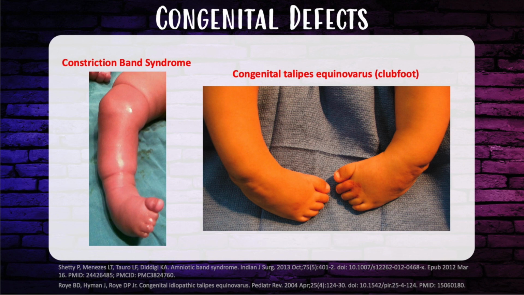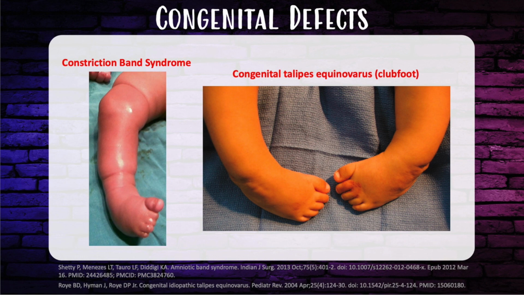Bands can cause constriction of extremities, preventing distal blood flow, pretty much causing a critical limb ischemia. So as you would expect, this is a true surgical emergency, and the treatment is to release the bands to restore blood flow. Next is clubfoot, also known as congenital talipes equinovarus.